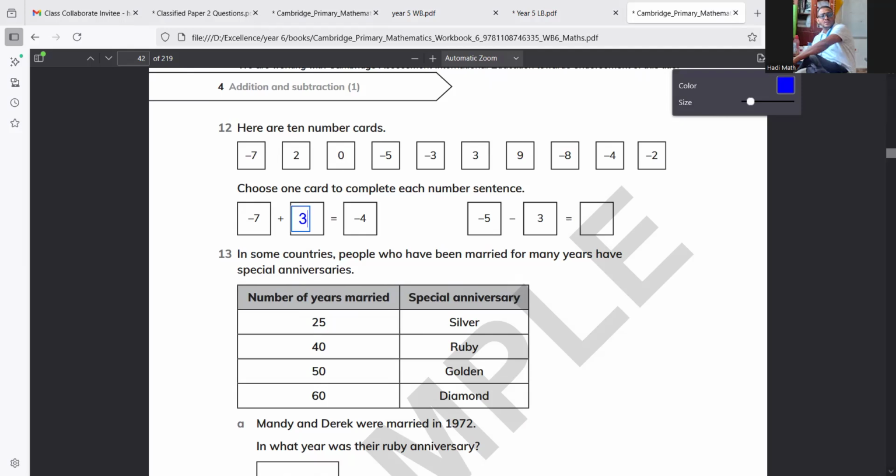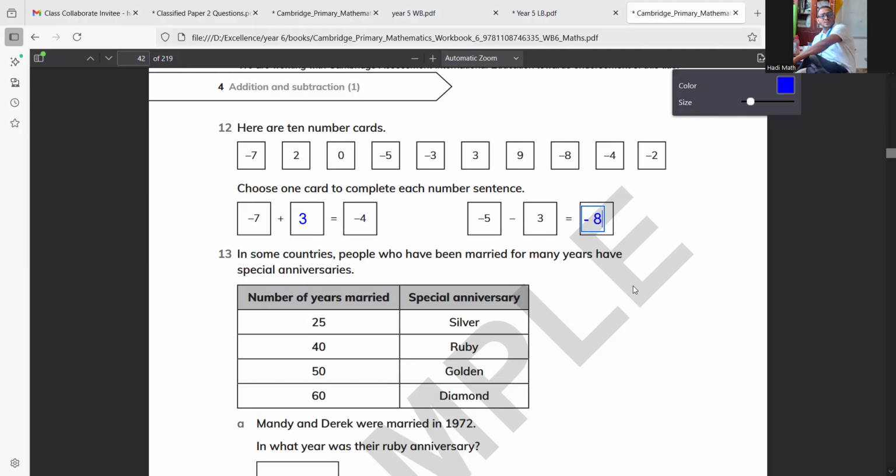And that's it. And this one, -5 minus 3. Both of them are negative, so put the negative sign and add them. It's going to be -8. And that's it. Remember the rule of adding and subtracting integer numbers, negative and positive numbers.